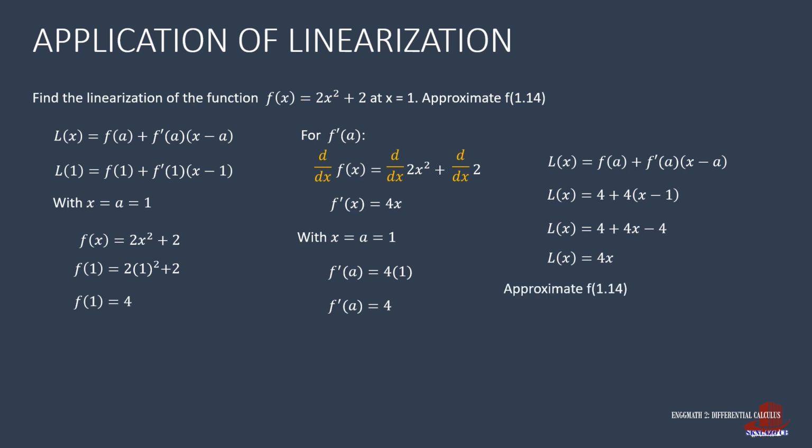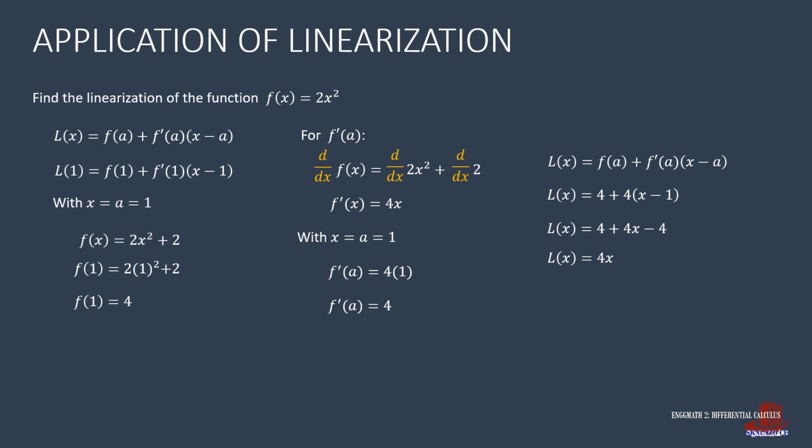Next is to approximate f at 1.14. And this is done by simply replacing x by 1.14 in the equation to give 4.56. The actual f of 1.14 is solved by substituting 1.14 into the original equation to get 2 times 1.14 squared plus 2, giving 4.6. From the two values, there is minimal error identified.